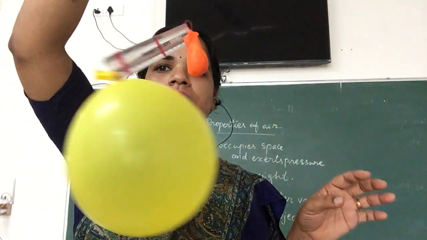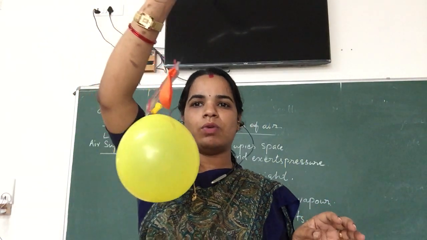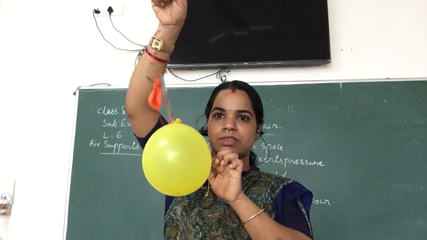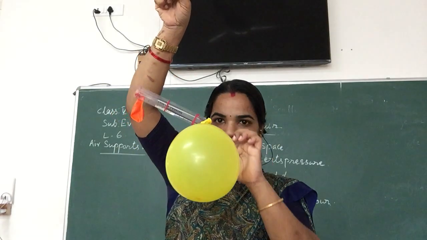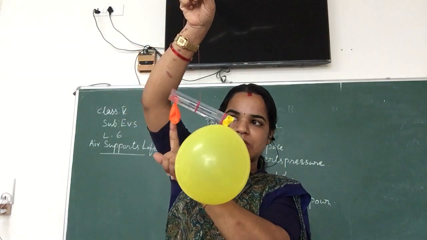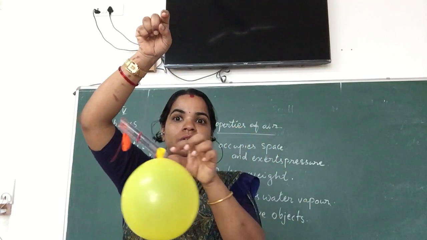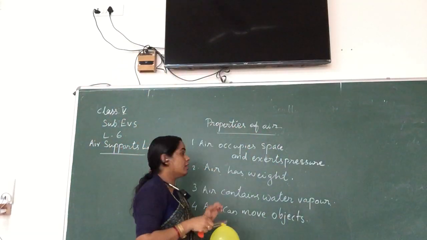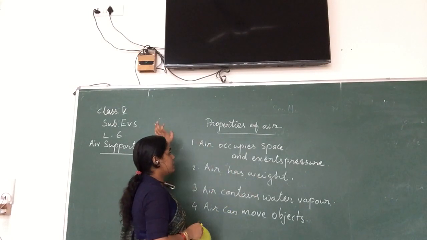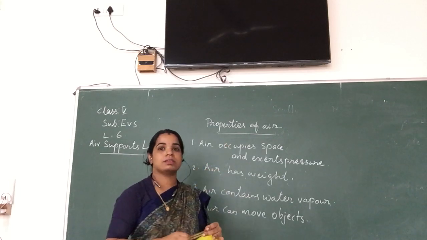Which side is going down, the orange balloon or the yellow balloon? We know the yellow balloon side is moving down, because the one that has weight goes down, and the other side goes up because the empty balloon doesn't have weight. So we conclude that air has weight. The first property is air occupies space. The second property is air has weight.